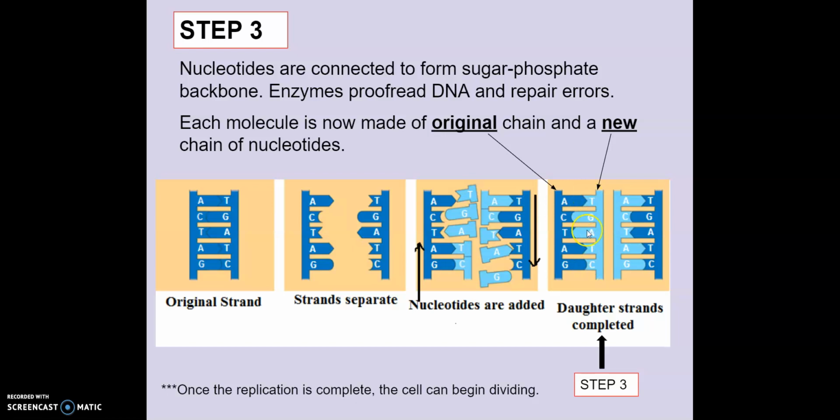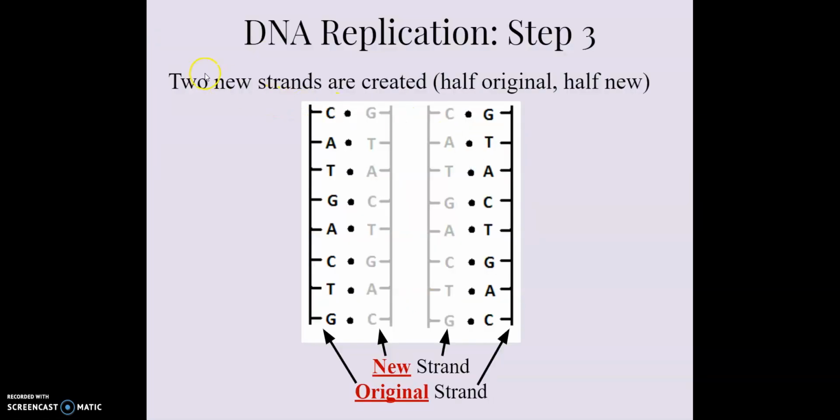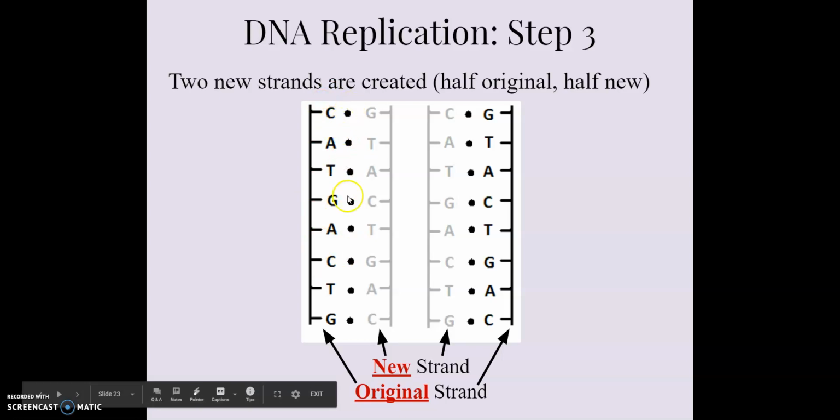So now, because it's been separated and new nucleotides have been added on, you have 2 sets of DNA here. One side is going to be the old strand, the other side is going to be a new strand for each of them. So each of them is going to be half old, half new. And then once the replication is complete, the cell can begin dividing again. So once again, 2 new strands are created, half original, half new, because they're going to bond together in that step 3.